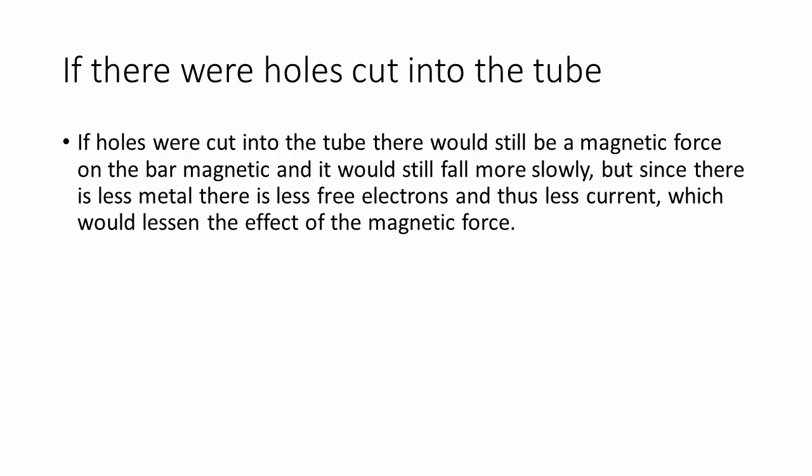The second hypothetical question is if there were holes cut into the tube, there would still be a magnetic force on the bar magnet, so it would still fall more slowly. But since there was less metal, there's less free electrons and less current. So the force would be less than if there were no holes cut in.